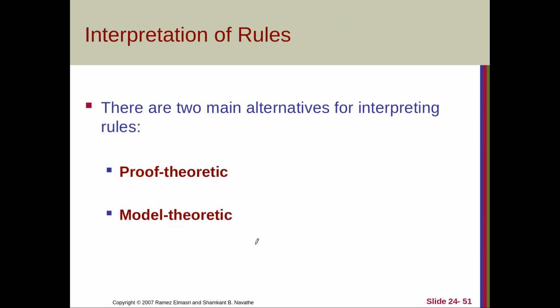Now, interpretation of rules. As I was mentioning before, we have a number of facts and rules. So how can we interpret the rules that are already available within the deductive database system? There are two methods we follow for interpretation of rules: one is called proof theoretic and the second is model theoretic. We'll see the difference between these two.